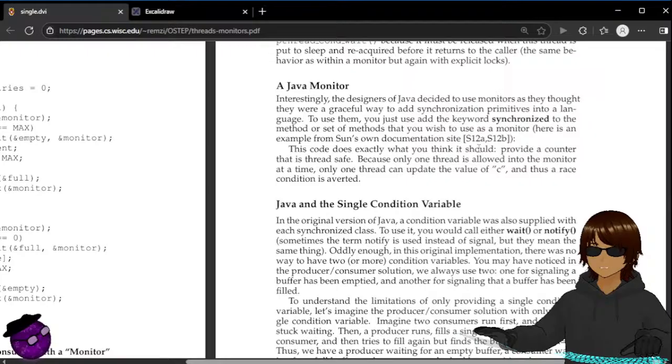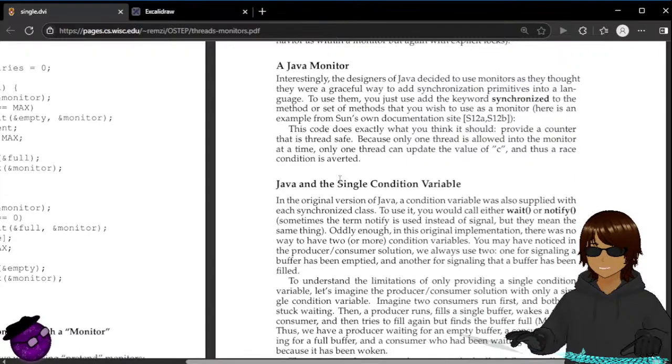This code does exactly what you think it should, provide a counter that is thread safe, because only one thread is allowed into the monitor at a time, only one thread can update the value of C, and thus a race condition is avoided.